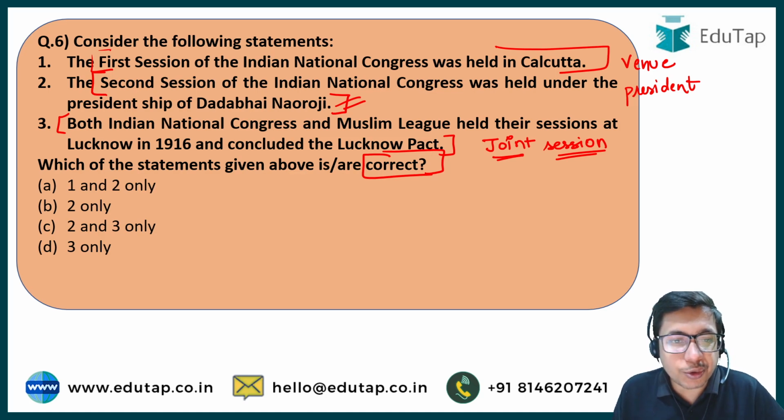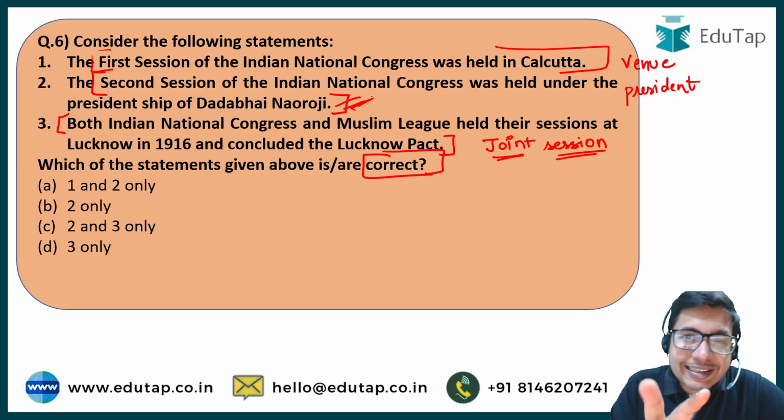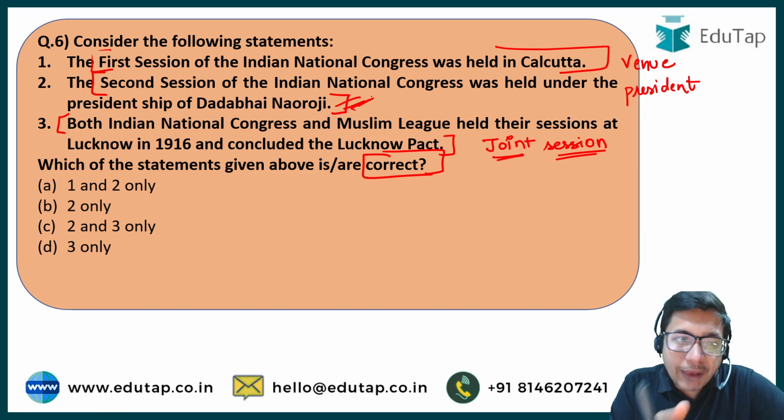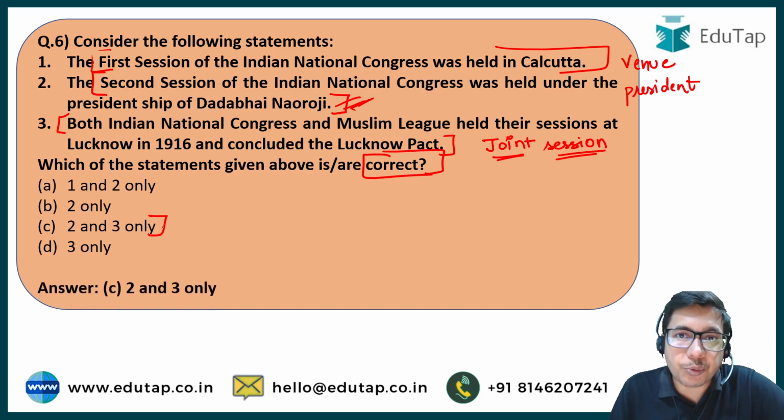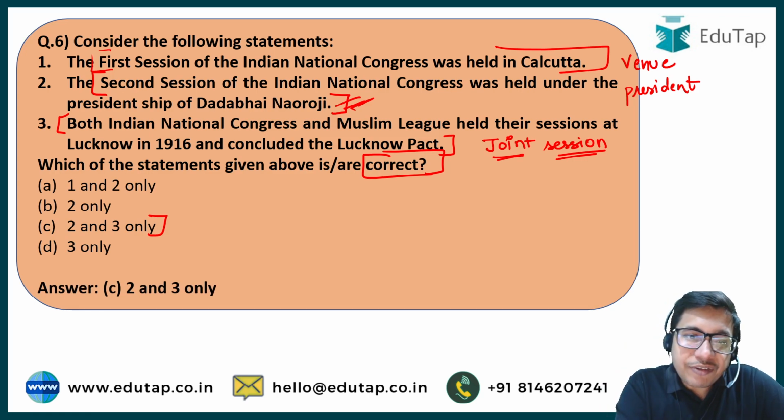The second statement is absolutely correct. Dadabhai Naoroji was the president of the second session of the Indian National Congress. And statement 1 here is wrong, that the first session of Indian National Congress was held in Calcutta. So the correct answer here is option C, 2 and 3 only. But what I want is answers from you. I want to know that the first session of Indian National Congress was not held in Calcutta, it was held in Bombay.